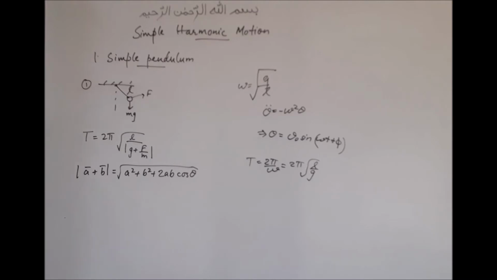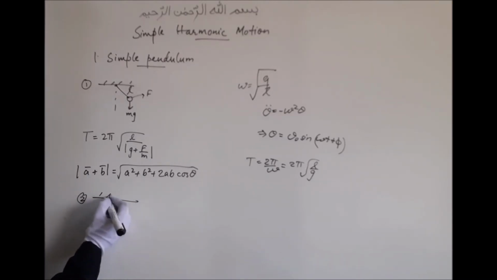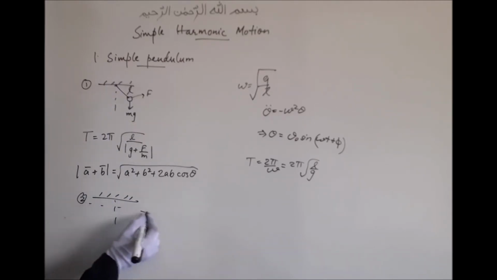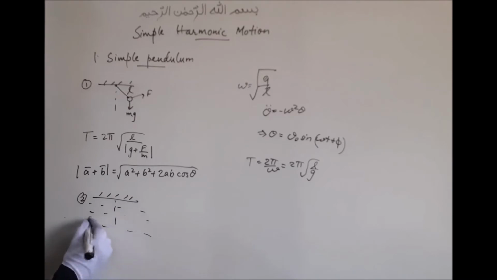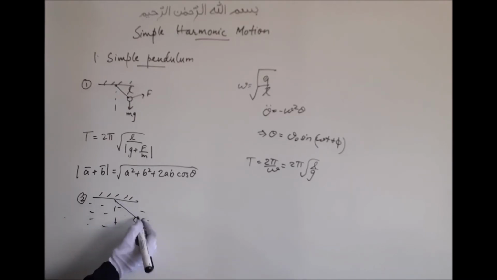Now let's say it is in some liquid. The pendulum is oscillating in some liquid, so we'll have a buoyant force which will be acting upwards, right? And we'll have mg downwards. So what will be theta here? Theta is total 180, and what is cos 180? Cos pi is minus 1.